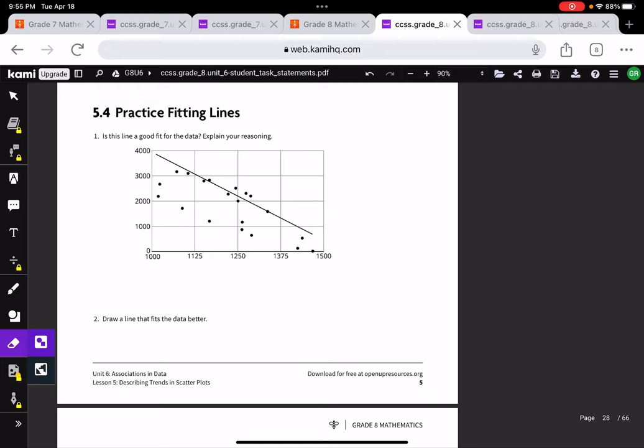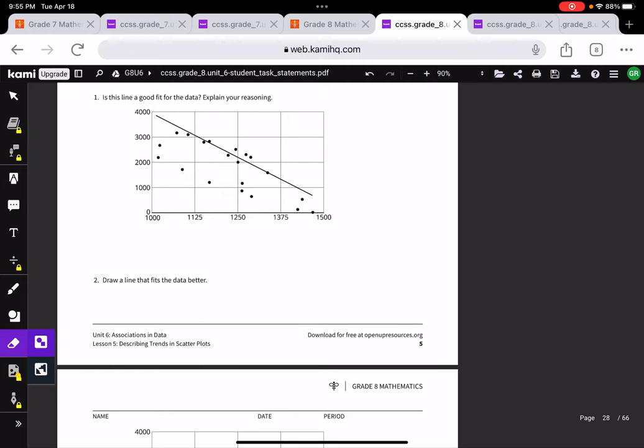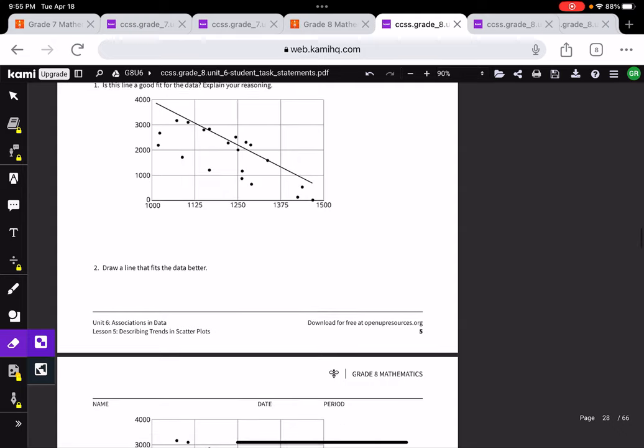Well, so I guess that answers number 1. Is this line a good fit for the data? We should probably say no, because it says draw a better one. Go ahead and write in your own words why you think that line is not a good fit for the data. Whatever words you want. And then draw a better line. What do you think would be a better line? Again, make sure it's straight.